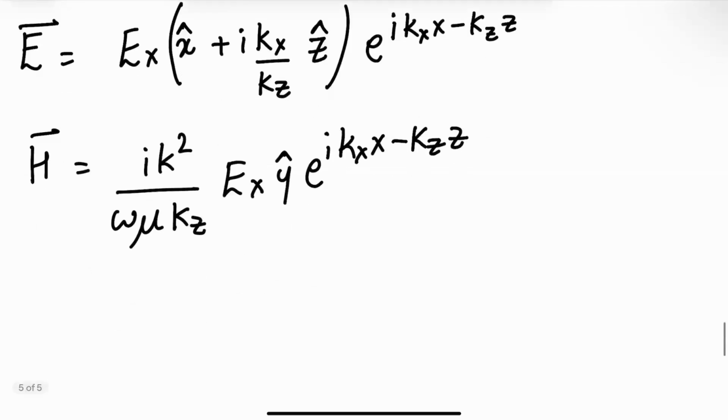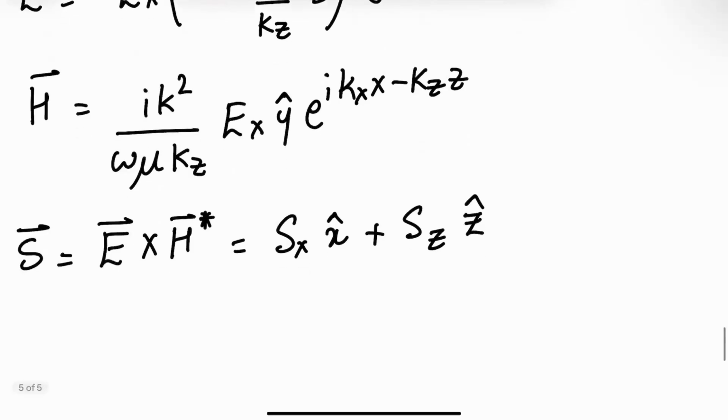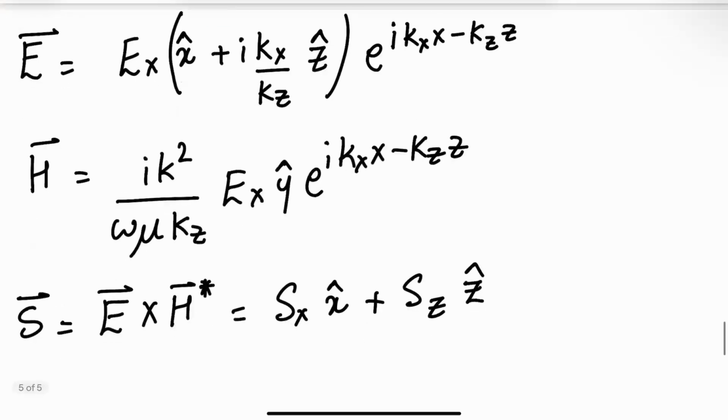Okay. So now we can calculate the S vector, which is nothing but E cross H conjugate. And if you do this, you will get, and write it as two terms, Sx x hat plus Sz z hat, because obviously you don't have any y.